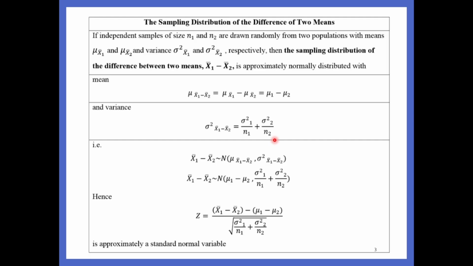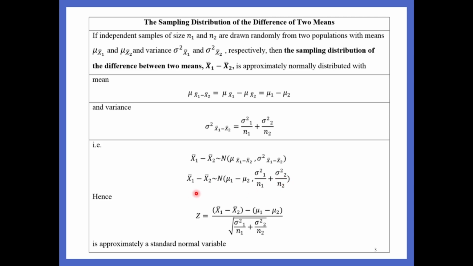Third step: if each population is normally distributed, then the sampling distribution of the difference of these two means approximately satisfies a normal distribution with mean equal to mu1 minus mu2. The variance is the variance of population 1 divided by the size of sample 1, plus the variance of population 2 divided by the size of sample 2.